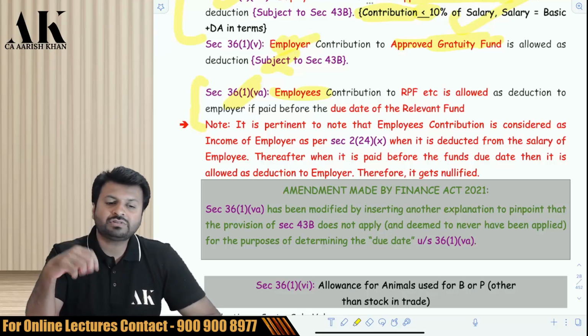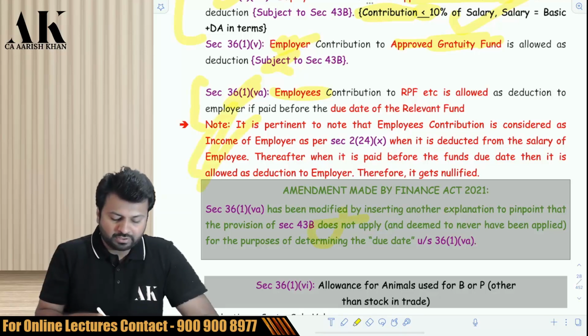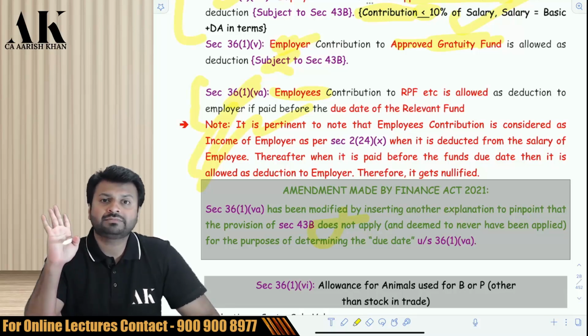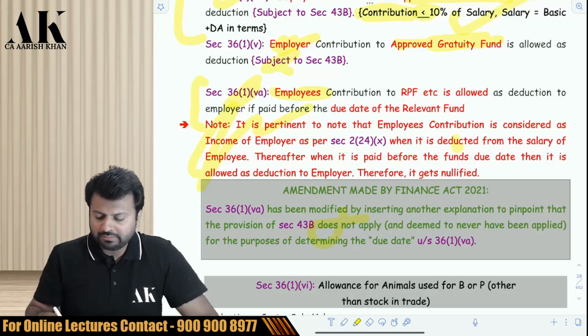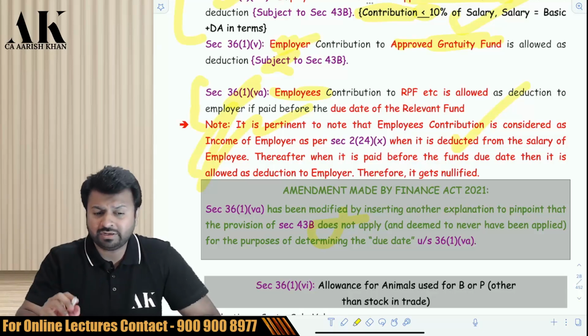So Finance Act 2021 has made a clarification, and it has said that 43B is not applicable for employees' contribution. An employee's contribution has to be made as a payment as per the fund's due date, and the fund's due date is 15th of the following month. So there is no second thought now. Employees' contribution has to be made as a payment by the fund's due date, that is by 15th of the following month. I hope it is clear to all of you. I'll be speaking about that again when I discuss section 43B.